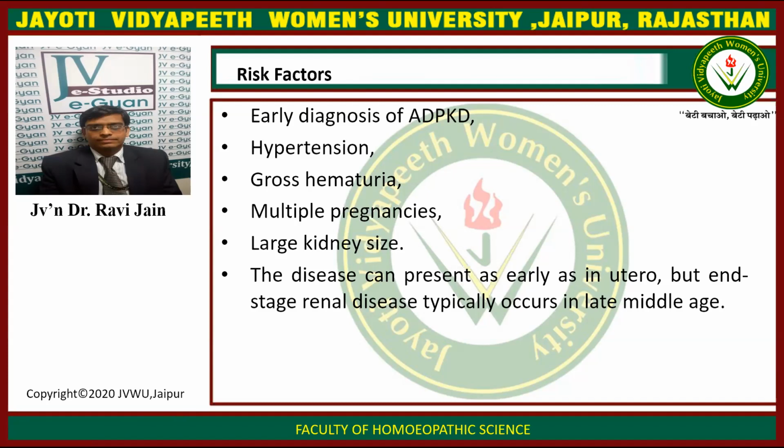Gross hematuria, because it is representing cystic rupture. Multiple pregnancies: there are certain hormones that are responsible for complications in cases of multiple pregnancies for polycystic kidney disease. Large kidney size: the greater the size, the greater the number of cysts you can see in a particular kidney. And the disease can present early in utero, but end-stage renal disease typically occurs in the middle stage. So it can even end in end-stage renal failure.